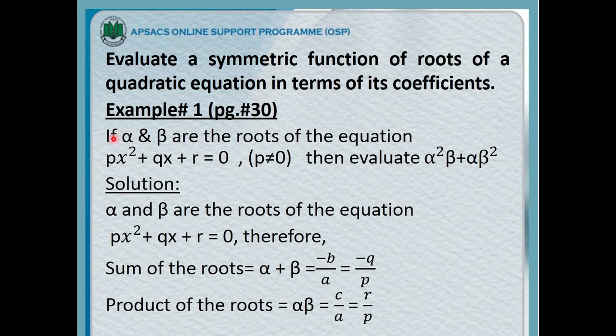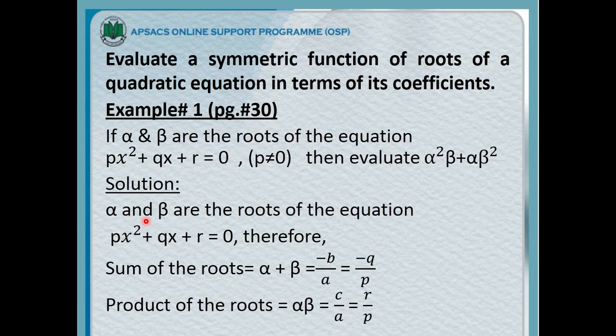In this example, it is given that if alpha and beta are the roots of the equation px square plus qx plus r is equal to 0, then we have to evaluate or find out the value of alpha square beta plus alpha beta square. So let's start the solution.